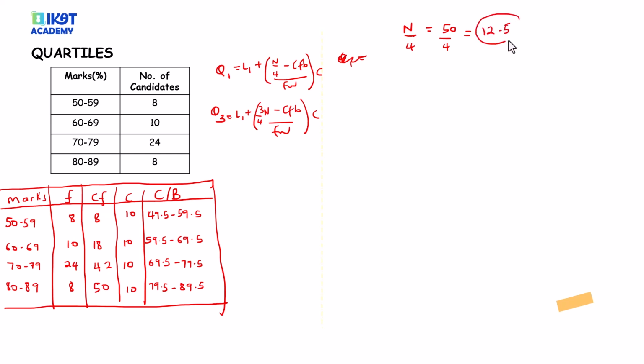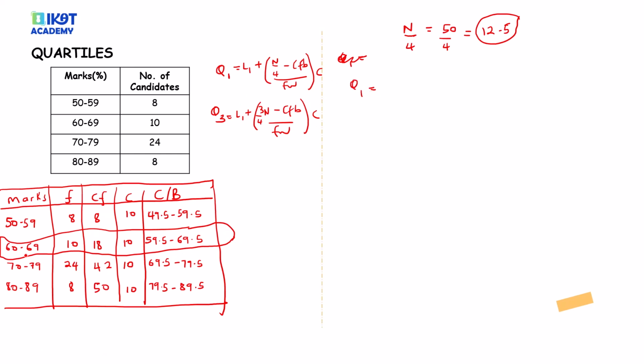Now we said when you get this 12.5, you come to the cumulative frequency column and look for the number just above it. For this case, it's going to be this 18. So it's just above 12.5. So this is the class that we're going to use for Q1.